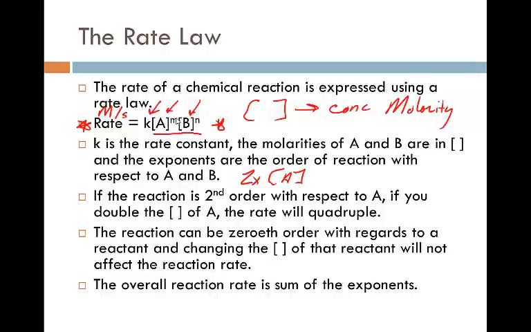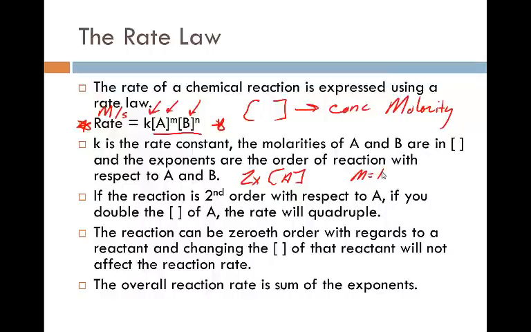So for example, if m had a value of 1, that tells me that reactant A is a first order reactant. And what you need to know is that means that whatever you do to the concentration of A, the rate is going to mirror that. And this is only for an order of 1.